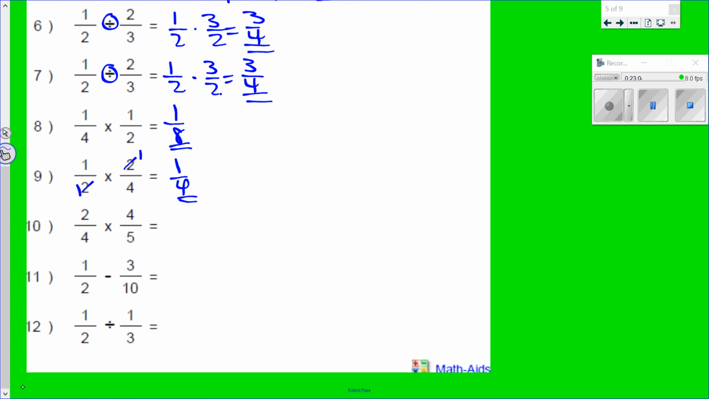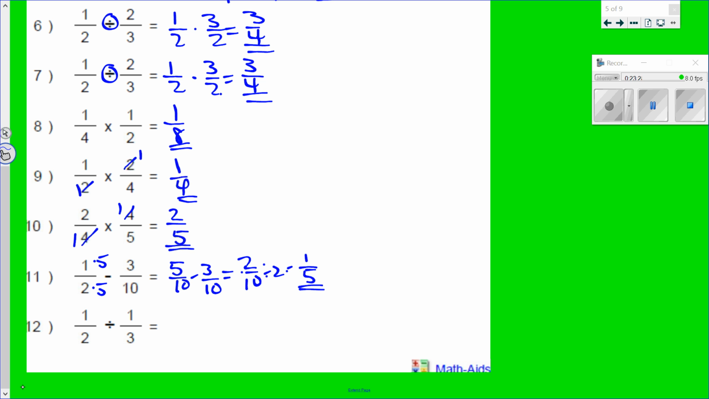Another one here, we've got 4s that we can reduce out. 1 times 2 is 2. 1 times 5 is 5. Another subtraction, so we need a common denominator. In this case, it's going to be the tenths again. 5/10 minus 3/10 gives us 2/10, which I can now simplify by 2 for 1/5.